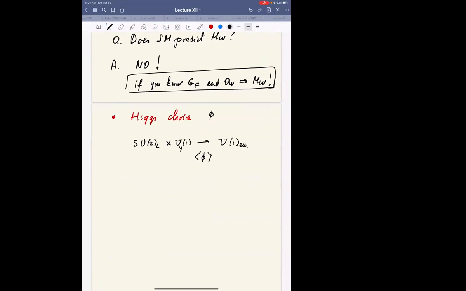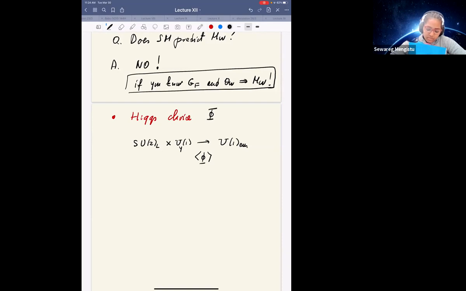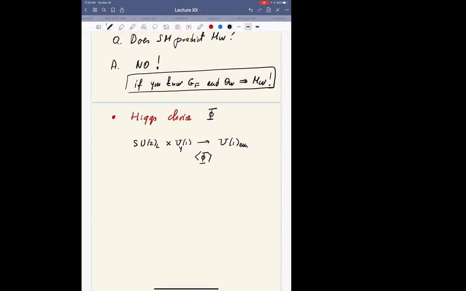What do you suggest to me? Take a doublet or a triplet or whatever? I don't want to take a big representation, so I'm asking you, should I take a doublet or a triplet? Doublet. Doublet will do the job, precisely. Let's take the doublet. Why? Because I have to break SU(2), and a doublet breaks SU(2).